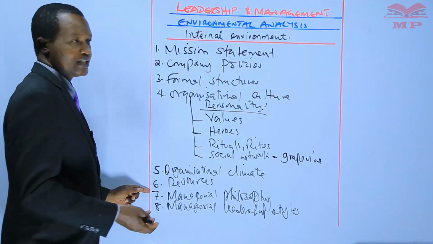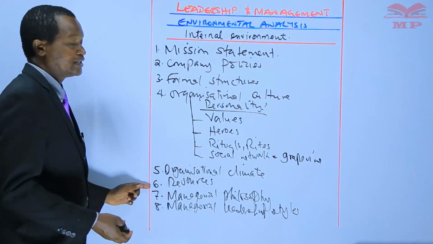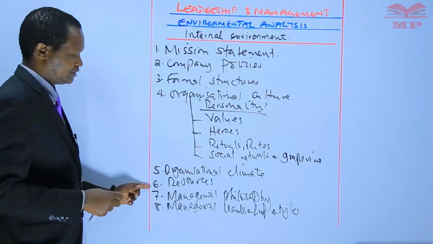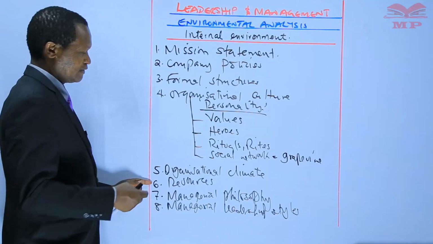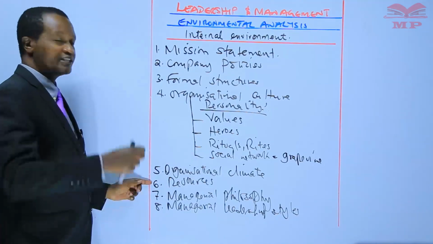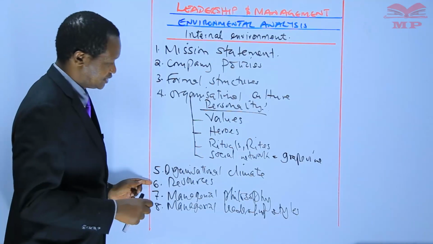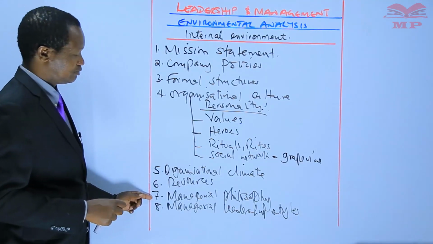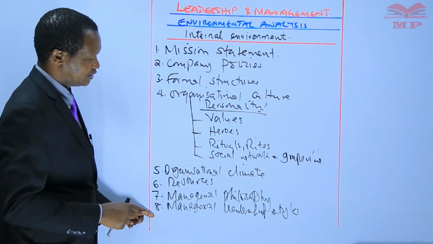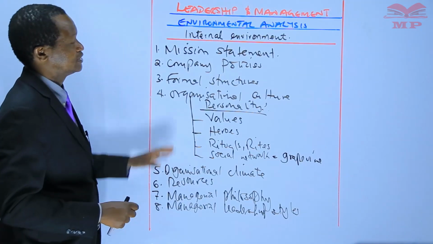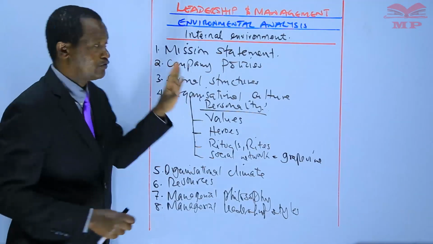Resources. A company that has many resources at its disposal, for example, financial resources, then that could be a strength to the company. A company that has skilled labor force, that is a strength. But a company that does not have trained employees, then that could be viewed as a weakness. Managerial philosophy is also an internal component of an organization, as well as managerial leadership style. So these are some of the components of internal environment of an organization.